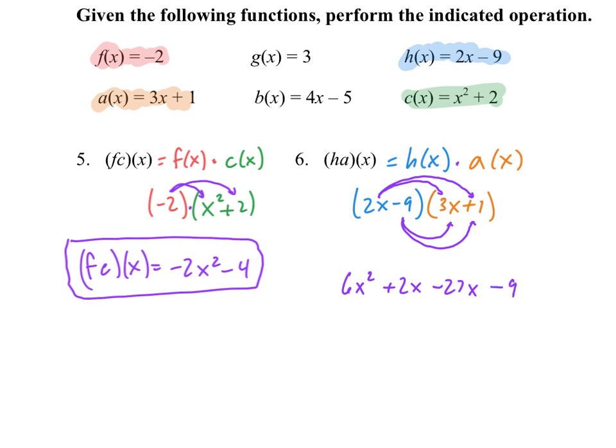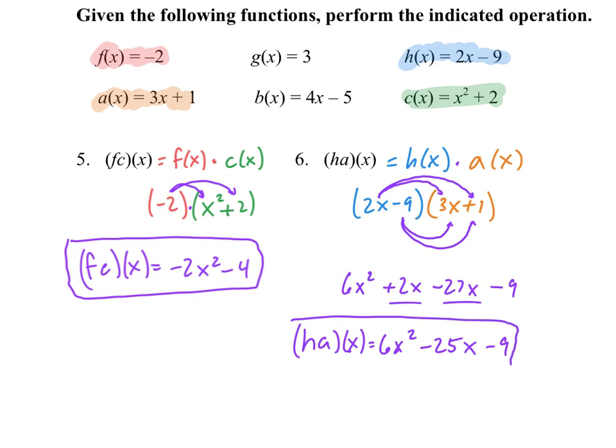A little bit of like term combining we need to do here in the middle. So the 6x squared is going to come down. 2x's minus 27x's is negative 25x's minus 9. So ha of x equals 6x squared minus 25x minus 9. All right, so there's our multiplication ideas.